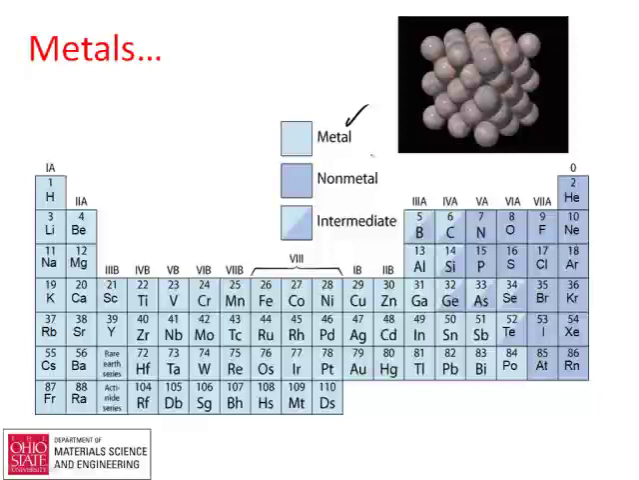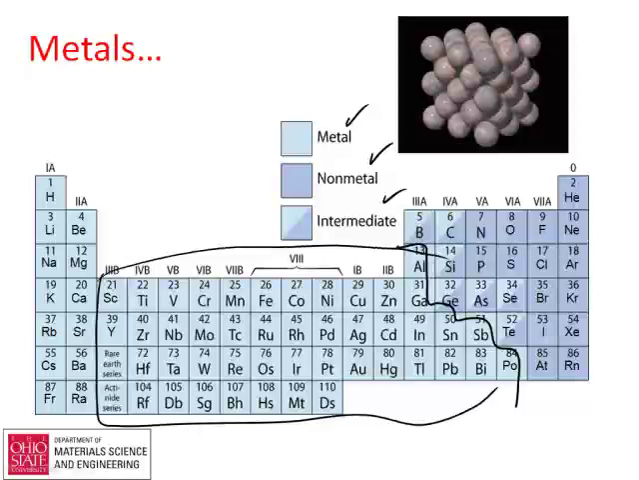It shows we have metals, nonmetals, intermediates. There's a whole lot of metals on the periodic table. Basically, if you kind of go through here all the way over back to here, these are all basically metals. And metals we can almost always make in a pure form. For example, one we'll be dealing with in pure form is copper. We'll also be dealing in pure form with aluminum.